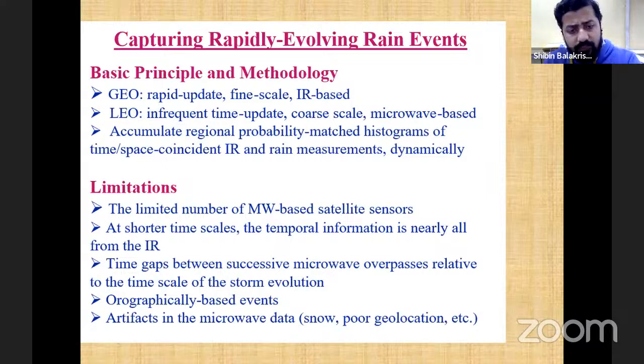So the limitations of this, again, like I just mentioned, are the number of microwave-based satellite sensors. When you have the system at a shorter scale, you are again bound to the IR or the information from the geostationary platform. And the time gap between the different microwave imagery or data makes it difficult to comprehend your particular system if you use it on a single basis rather than having a composite of your visible, infrared, and other data from your geostationary platform.